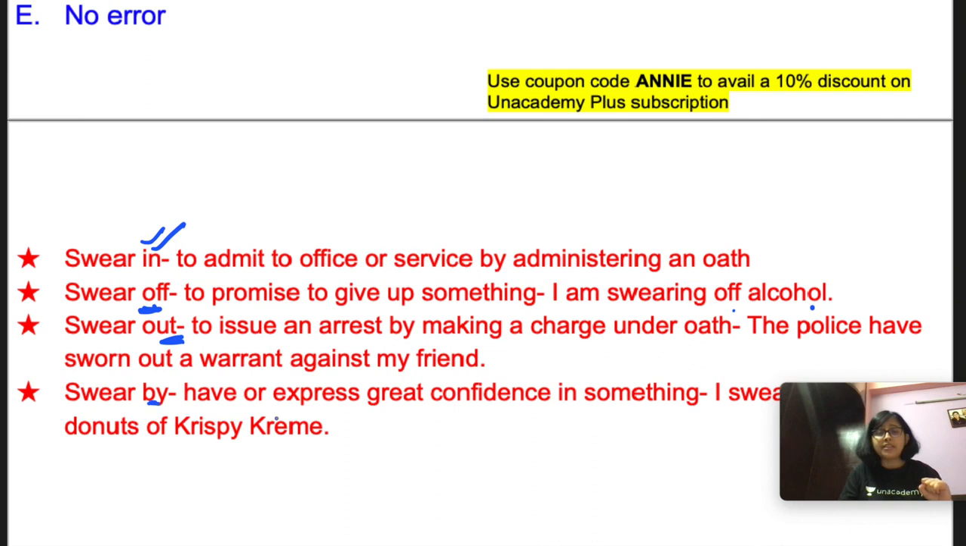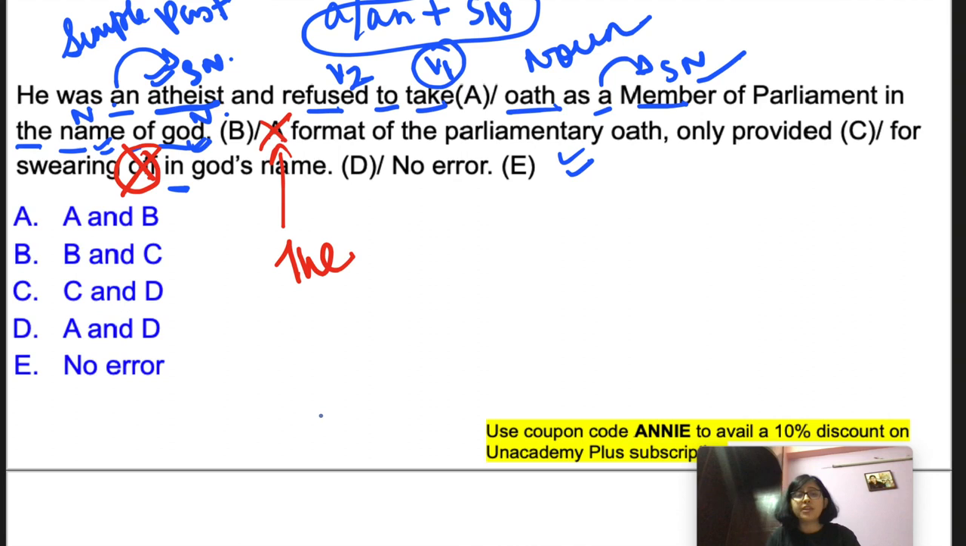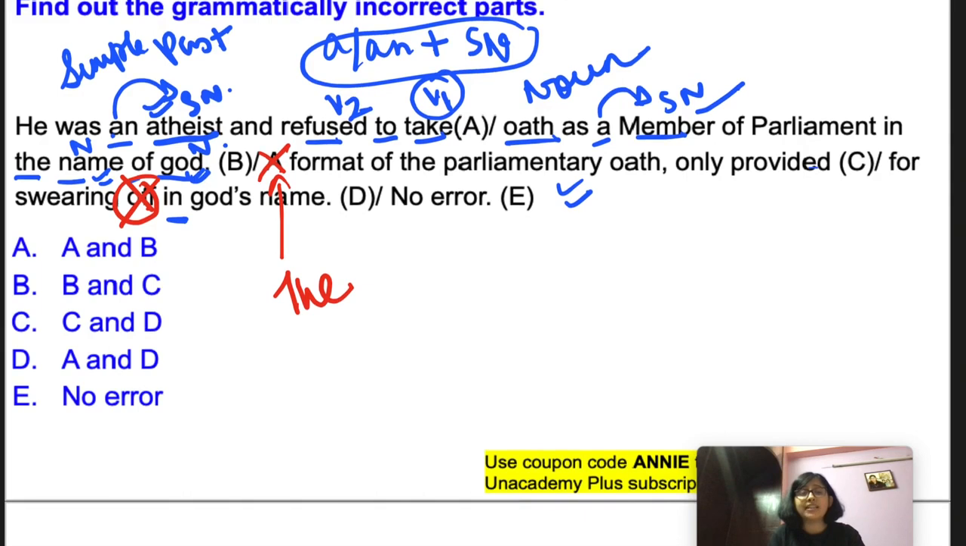Swear by means to have or express great confidence in something. When we have confidence, when we have trust in something, we swear by it. I swear by the donuts of Krispy Kreme, which means I have great confidence in the donuts of Krispy Kreme. I know that the donuts are great, so I swear by them. So here the errors are in parts C and D, so find out the grammatically incorrect part, so your answer is option C.